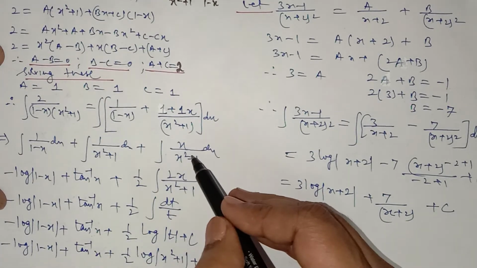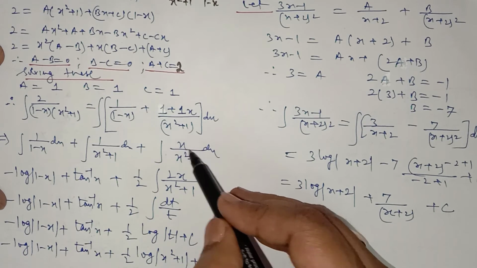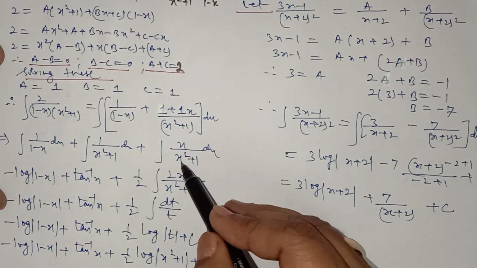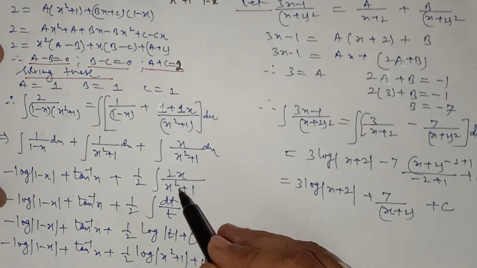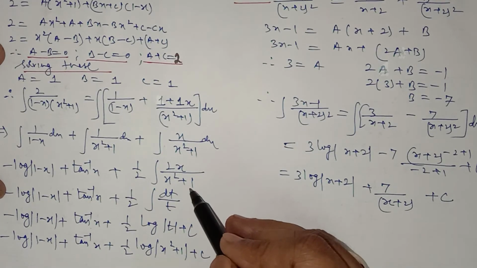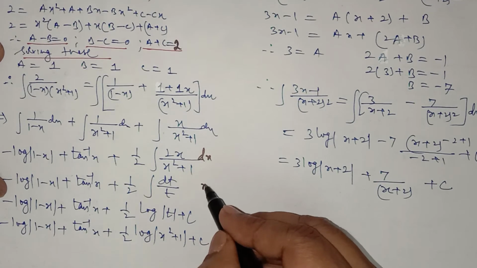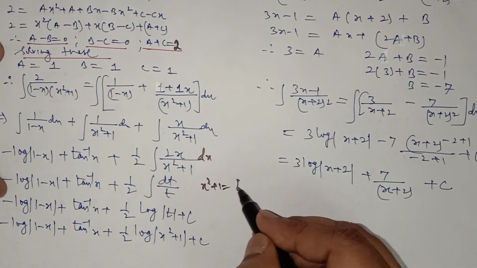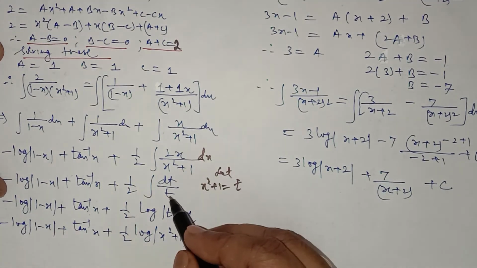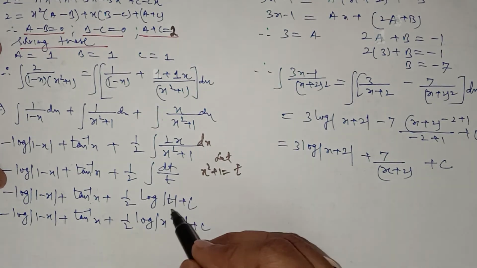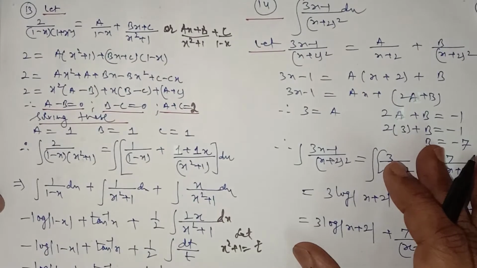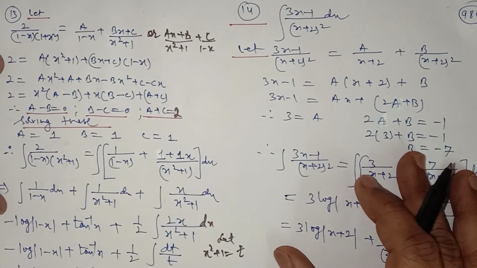Here we have to bring the derivative of the denominator in the numerator, which is 2x, so multiply and divide by 2, it is 2x upon x square plus 1. If you let x square plus 1 is equal to t, it will become 1 upon t, which is the integral of log t, and replace the value of t. So this is the partial fraction of third type.